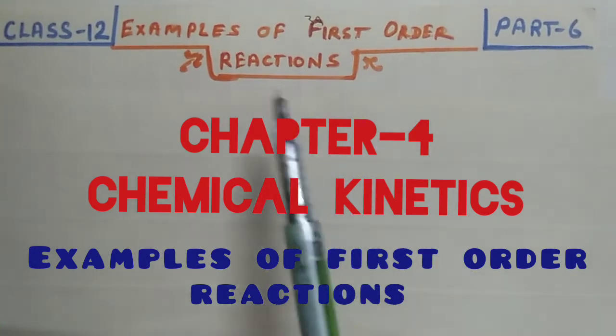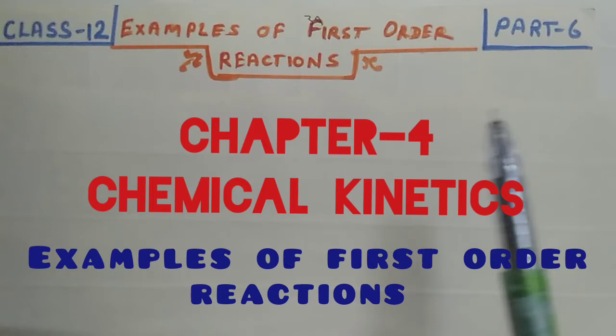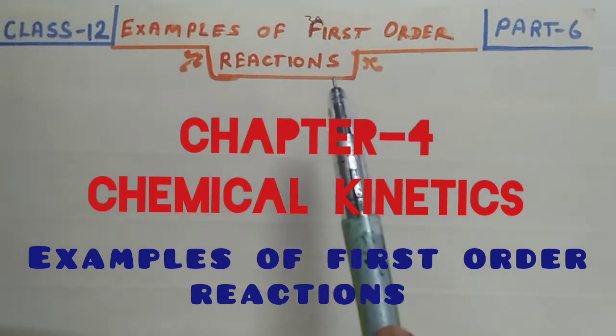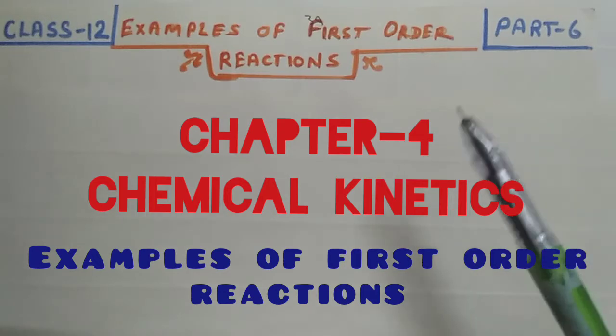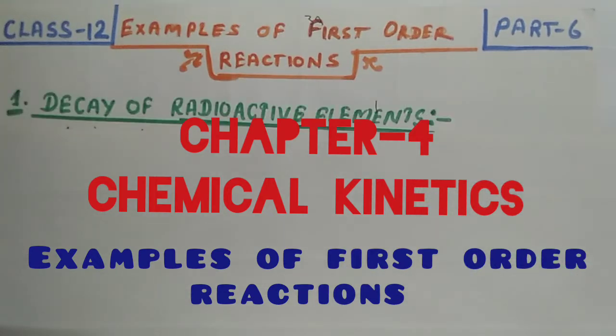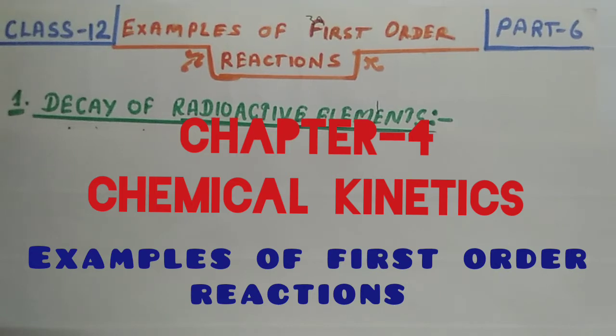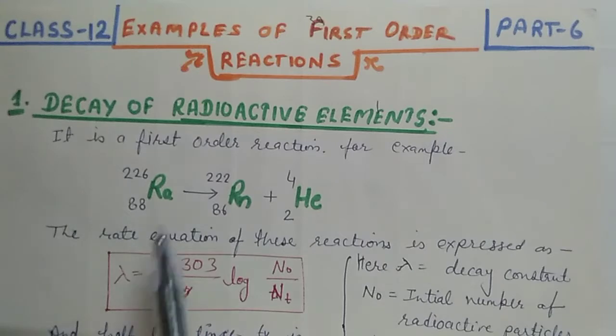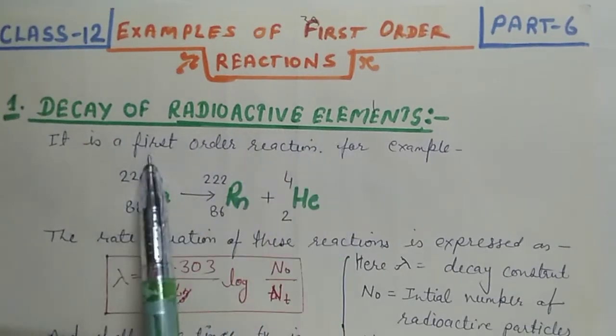We are studying chapter 4, chemical kinetics. In this video we will discuss examples of first order reactions and their numericals also. First of all, we will discuss the decay of radioactive elements. It is actually a first order reaction. Decay of radioactive elements is a first order reaction.